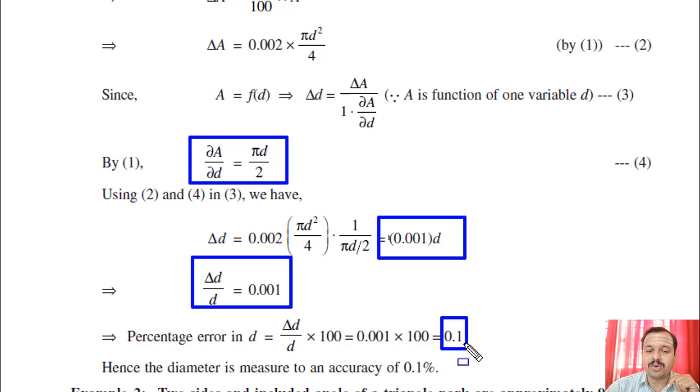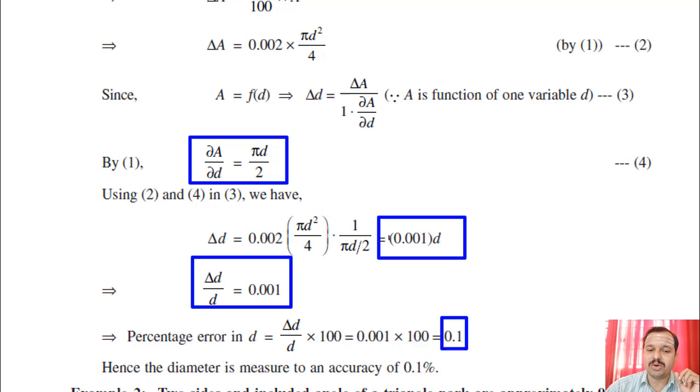So what can we conclude? We can conclude that the diameter is measured to an accuracy of 0.1%, because the percentage error associated with d is 0.1. That means the diameter is measured with a percentage error of 0.1. So this completes the solution of the first example. Now let us have one more example for your better understanding.